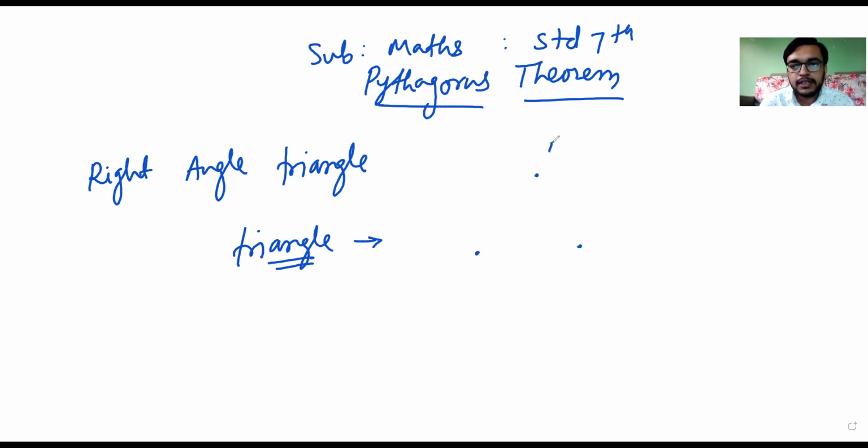Suppose consider these 3 points A, B, and C, right? And these are non-collinear. Non-collinear means these points do not lie on the same line, right? When you join these three non-collinear points, you will get a closed figure, right? A closed figure like this. This closed figure is called a triangle. This shape is called triangle.